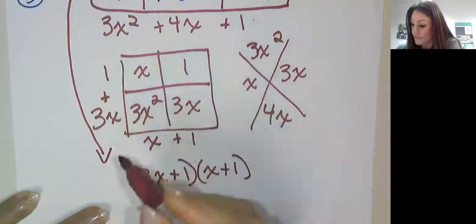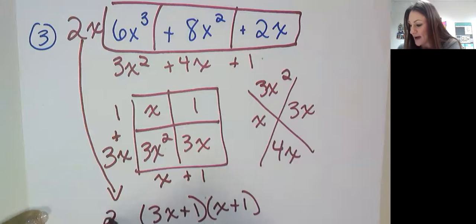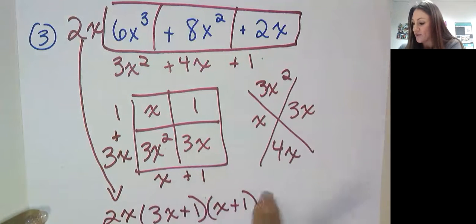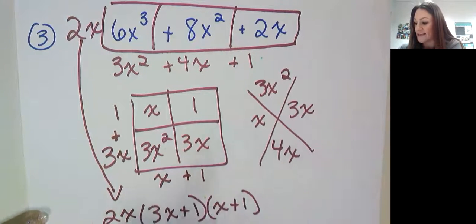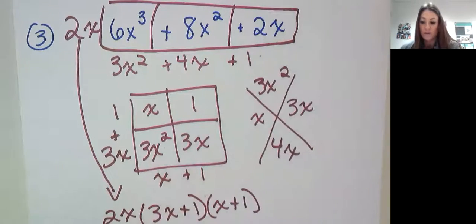Now, don't forget to put that 2x back in front so that if I was to multiply these out or distribute, it would get me back to the original problem.